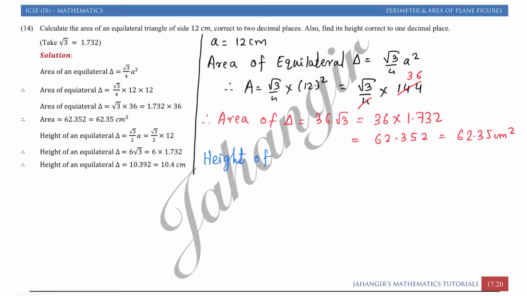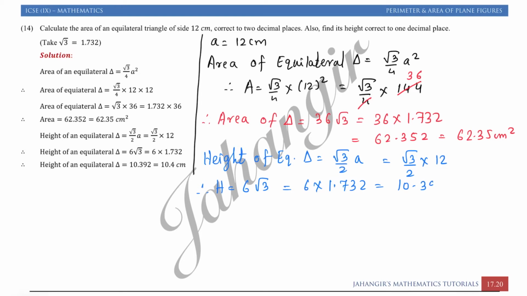Now we have to find height. Height of equilateral triangle is root 3 by 2 side, that is equal to root 3 by 2 into side, which is 12. So therefore h is equal to 6 root 3, 6 into, just put value 1.732, 10.392. We have to round it off to 1 decimal. So therefore height is equal to 10.4 centimeter.